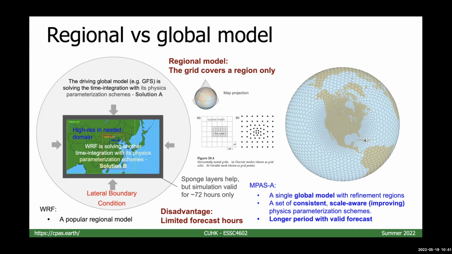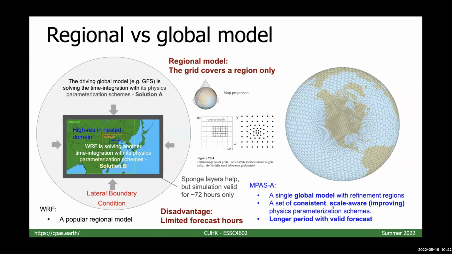And then for parameterization schemes, now the mesh has some area that uses coarse resolution and some area that uses fine resolution. This adds a challenge to the physics parameterization schemes because the same scheme needs to take care of a range of resolution. We call it scale-aware requirements for the physics parameterization scheme.